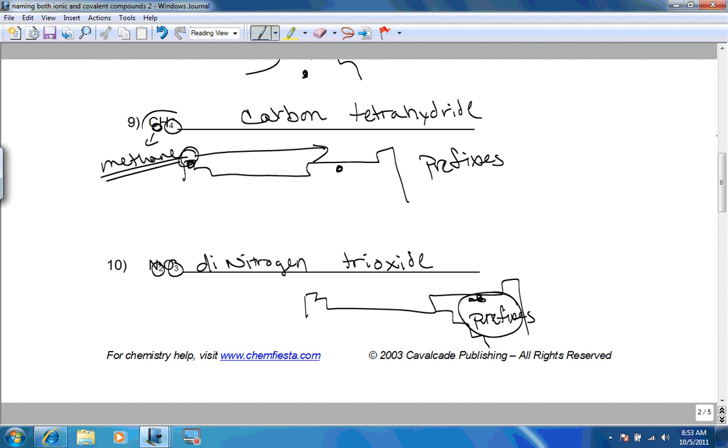And that's it. So that's answers to numbers 1 through 10 on the naming both ionic and covalent compounds 2 worksheet.